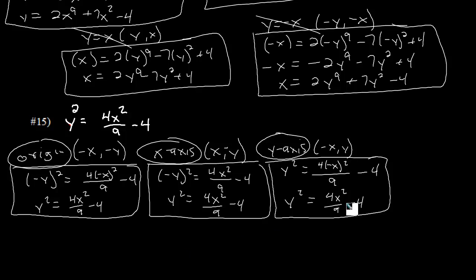Origin, x-axis, y-axis. What's left? We got the line y equals x. Replace y for x and x for y. This is definitely not going to work. Even though I know it's not going to work, and I'm sure you know it too, I can get y by itself, therefore I'm going to. I'm going to add 4 to both sides.